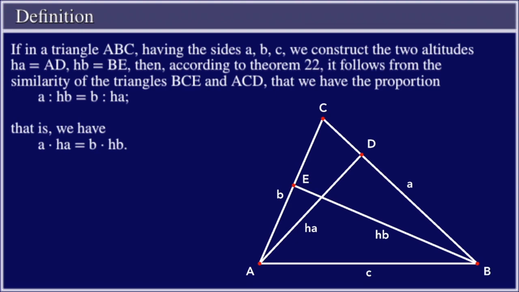Definition: if in a triangle ABC having sides a, b, and c, we construct the two altitudes h_a equal AD and h_b equals BE, then, according to Theorem 22, it follows from the similarity of triangles BCE and ACD that we have the proportion a is to h_b as b is to h_a. That is, we have a times h_a is equal to b times h_b.